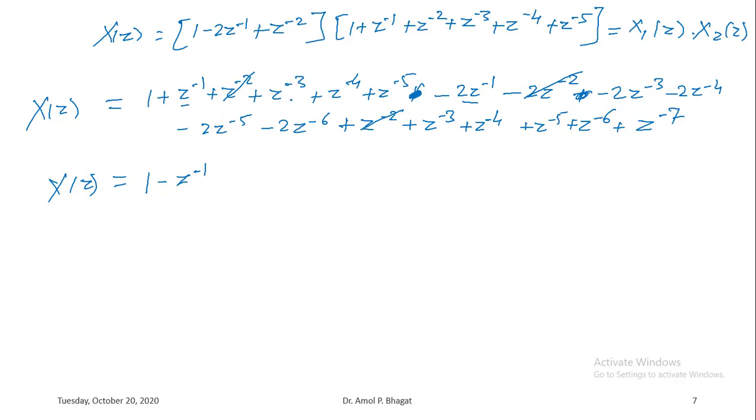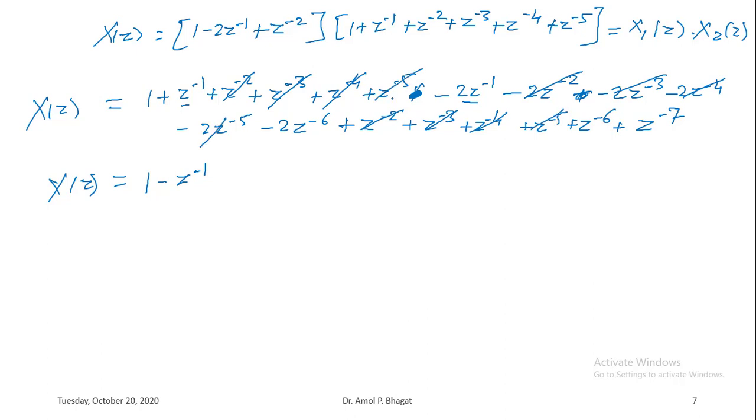Right. Similarly, z to the power minus 3 is there, right? So z to the power minus 3, here also z to the power minus 3, so it is 2z to the power minus 3 minus 2z to the power minus 3. Okay, so it will be 0, right? Similarly, z to the power minus 4: minus z to the power minus 4 plus z to the power minus 4 will be again 0. So again z to the power minus 5, right? Minus 2z to the power minus 5 will be minus z to the power minus 5, plus z to the power minus 5 will be 0.